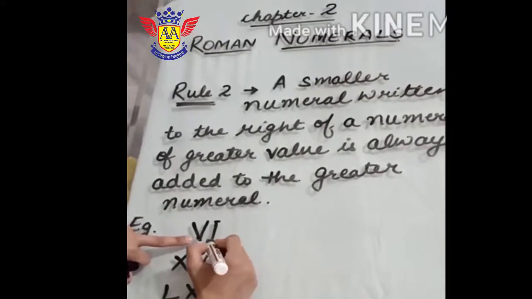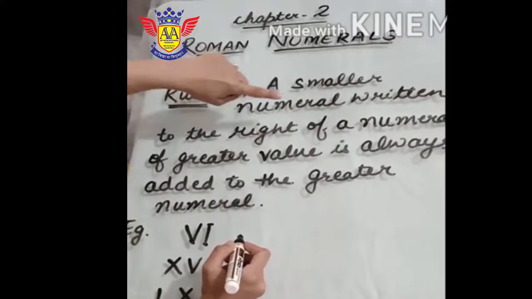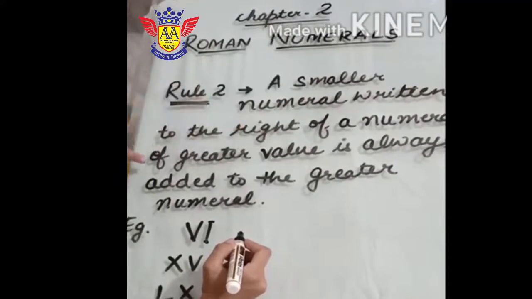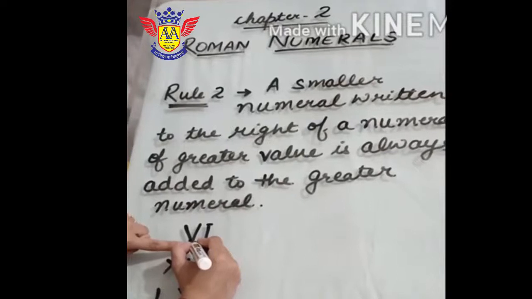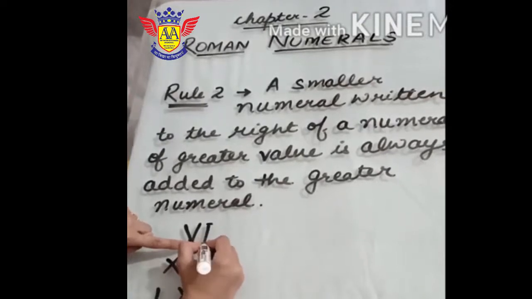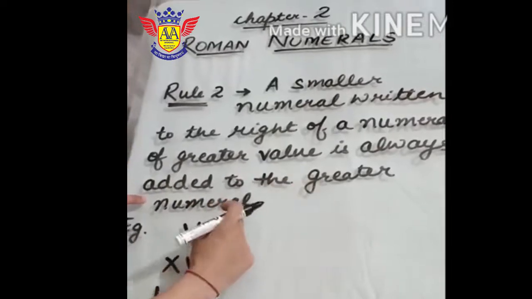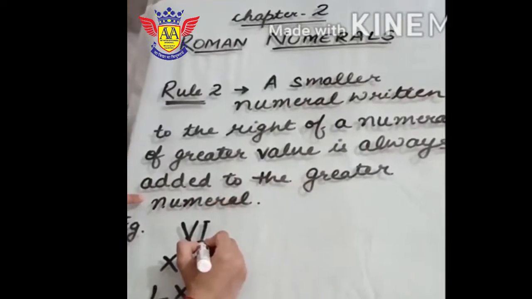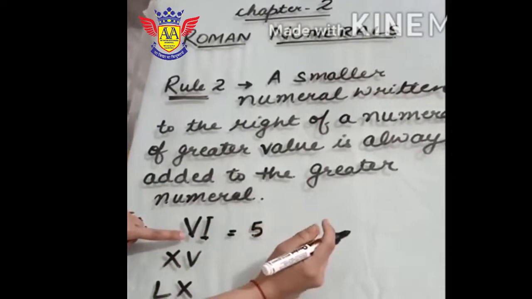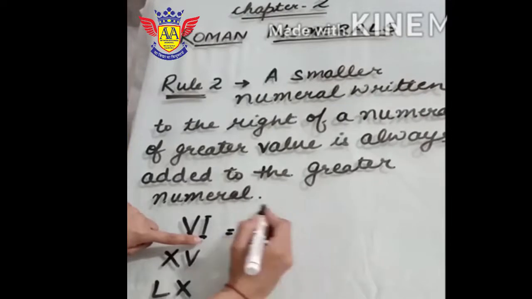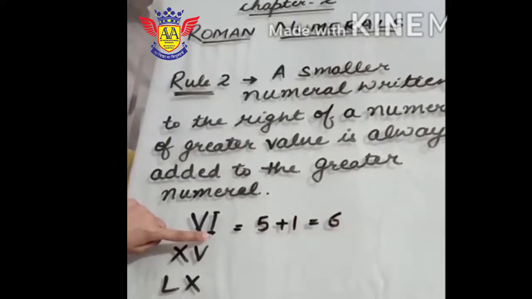Now we go to the definition, that a smaller numeral written to the right of a numeral of greater value means I is a smaller numeral, V is a greater numeral and it is written to the right of the numeral, so it is always added to the greater numeral. Means we'll add the smaller numeral to the greater numeral. We know that V stands for 5 and I stands for 1. So 5 plus 1 is equal to 6. I hope you are getting this.